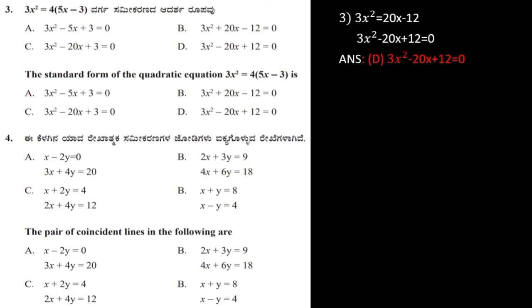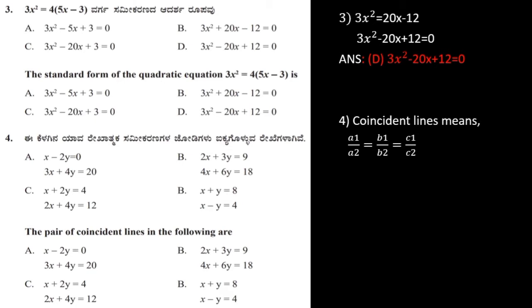Fourth one: the pair of coincident lines in the following are. Coincident lines means we need to get a1 by a2 is equal to b1 by b2 is equal to c1 by c2. Next, we will check the first option. The a value is 1, b value is minus 2 and c value is 0. For the second equation, a value is 3, b value is 4 and c value is 20. In the first option, because we have 0 by 20, that will not be equal, so directly we can say it's not equal.